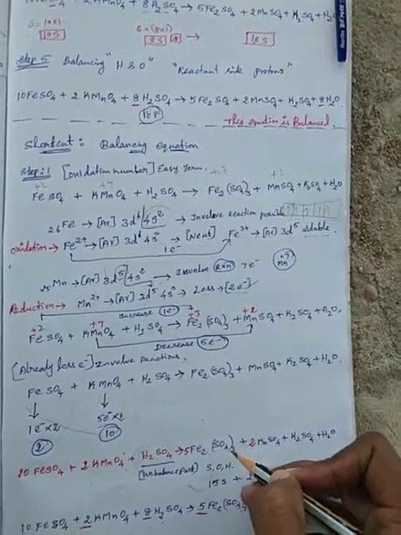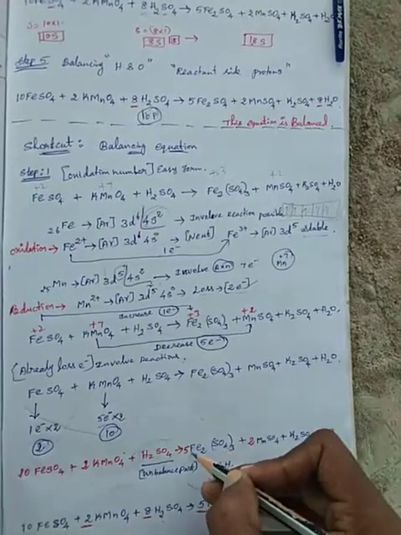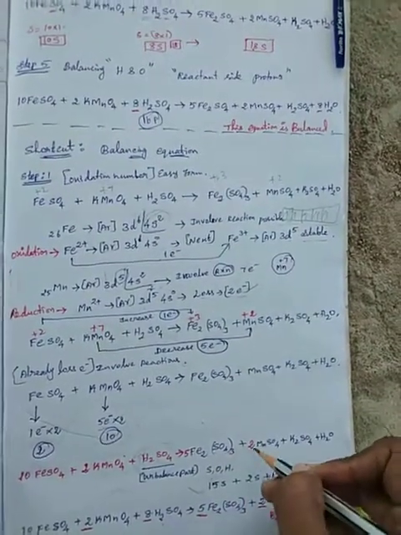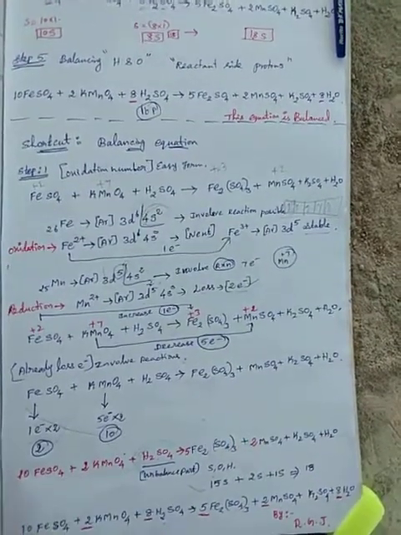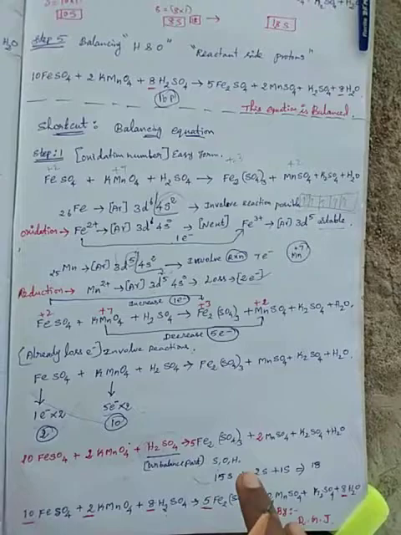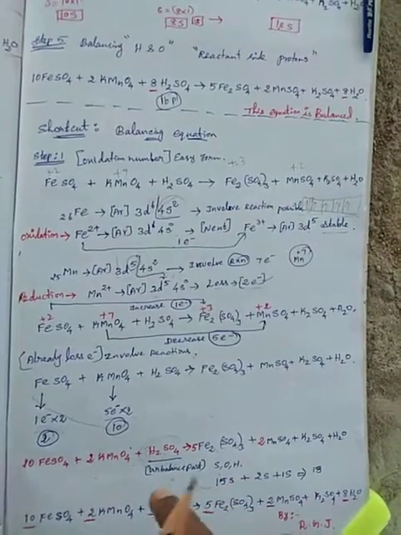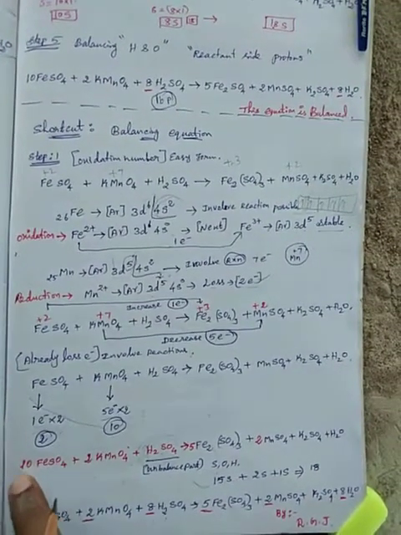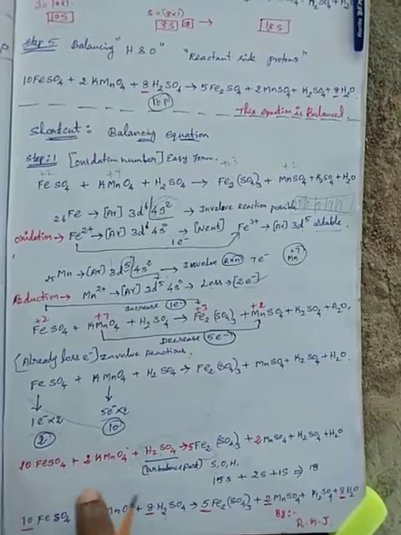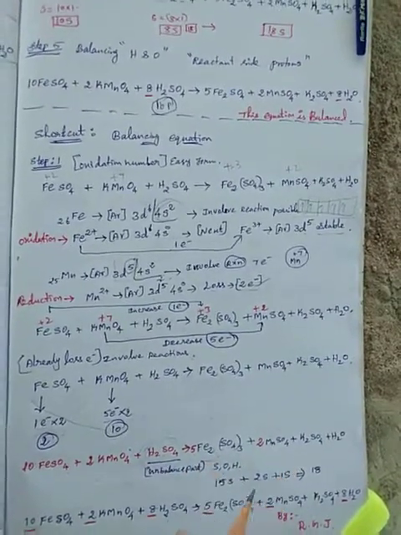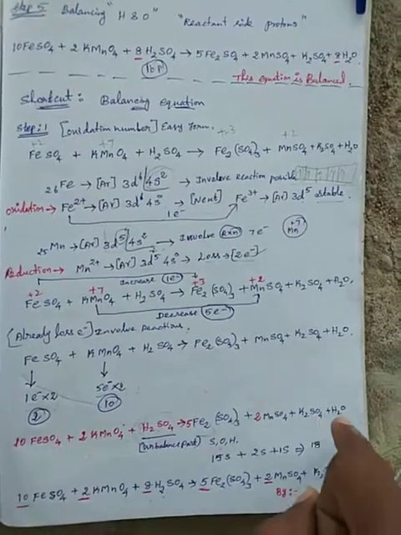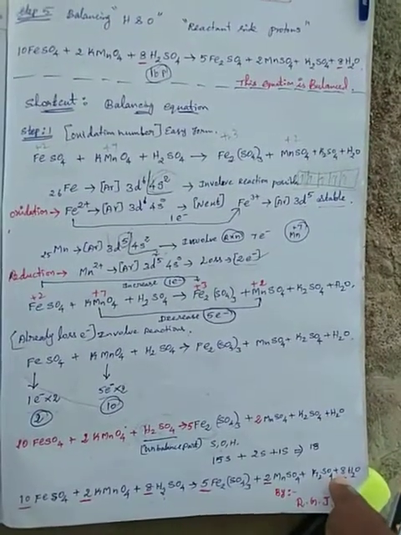Consider sulfur: 1 into 3 is 3, 3 into 5 is 15 sulfur atoms, 2 into 1 is 2 sulfur atoms, 1 into 1 is 1 sulfur atom, so 18 sulfur atoms in the product part. The reactant part is also 10 into 1, 10 sulfur atoms, here also 1 sulfur atom, so 8 is applied. So 8 further applied will directly enter the water molecules, also 8, students.